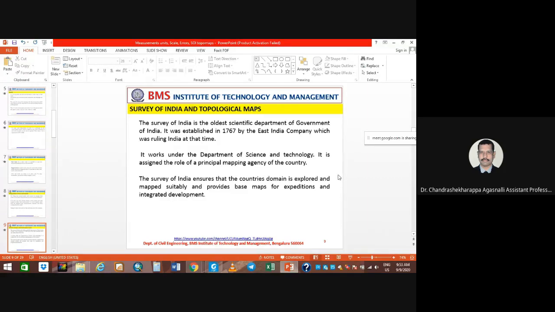So here, the Survey of India is the oldest scientific department of the government of India. It was established in 1767, very old, by the East India Company, which ruled India at that time. It works under the Department of Science and Technology, and it is assigned the role of principal mapping agency of the country. The whole of India is surveyed, each and every corner, by the Survey of India, called SOI.